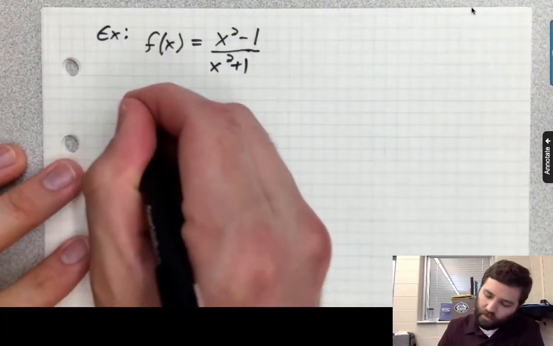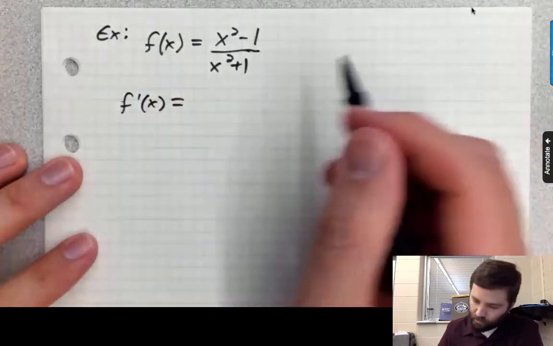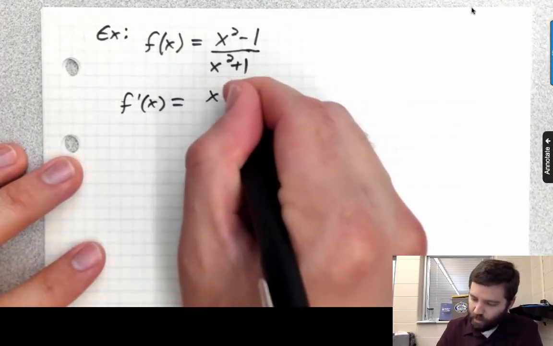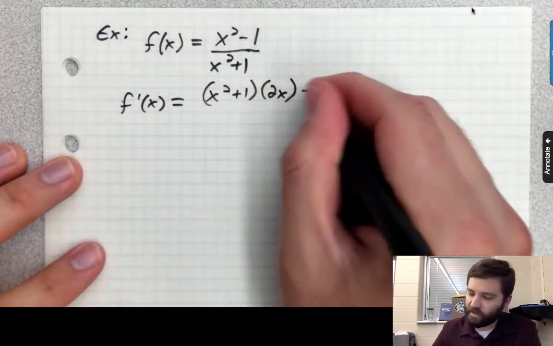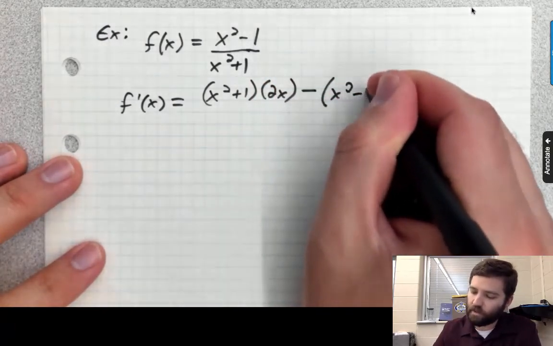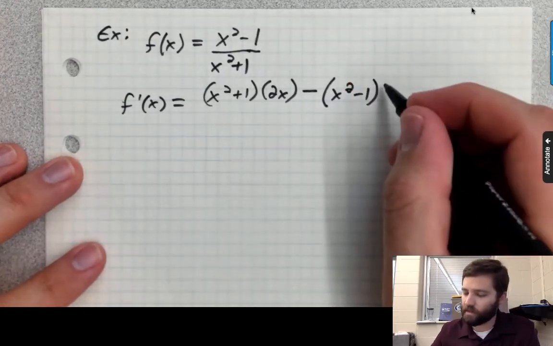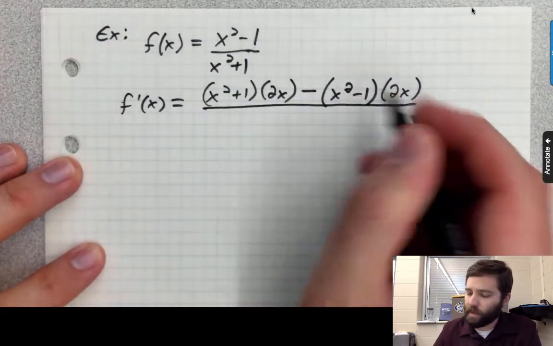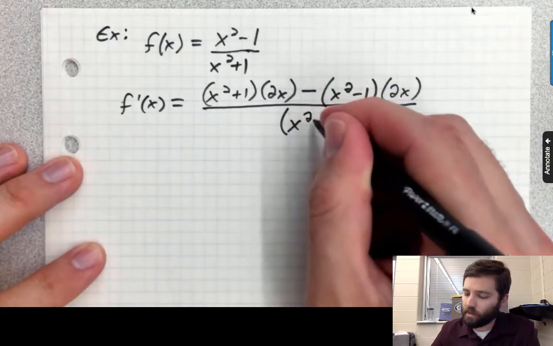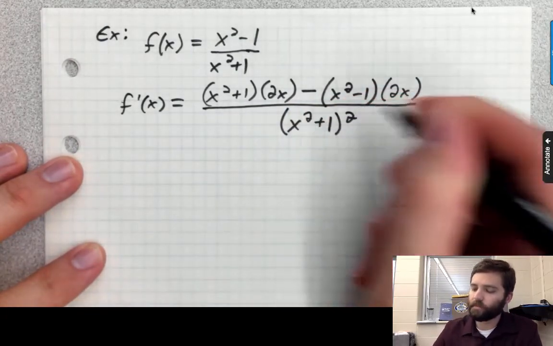So here is the derivative. I'm going to go bottom, derivative of the top, that's 2x, minus the top, that's x squared minus 1, times the derivative of the bottom, that's 2x, divided by the bottom squared, x squared plus 1 squared. There's the derivative.